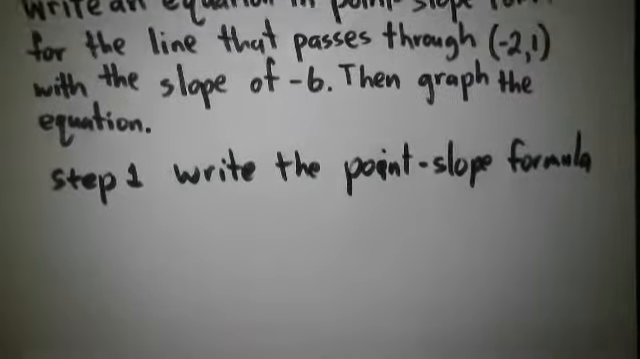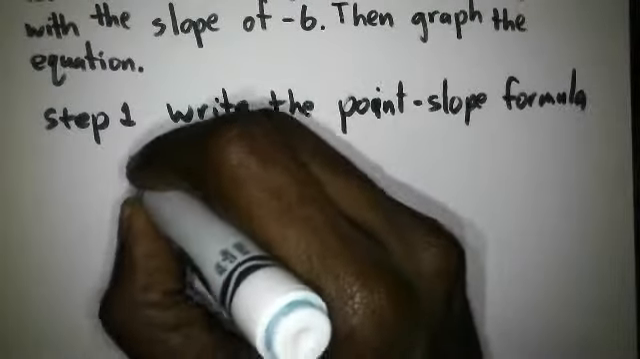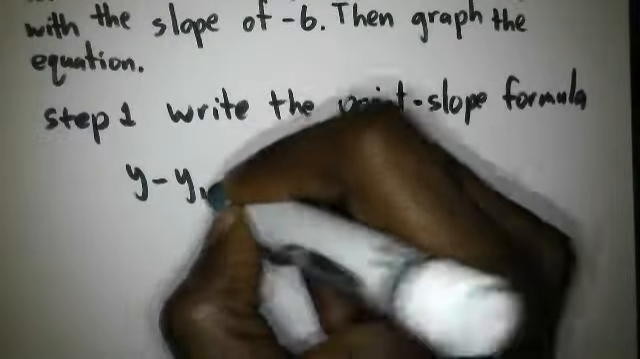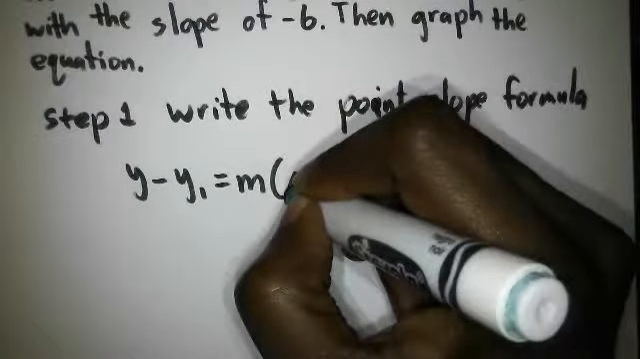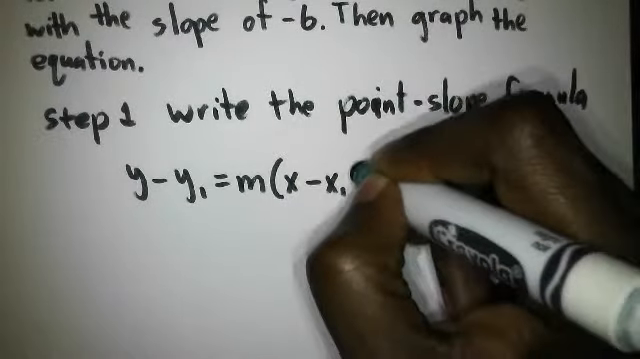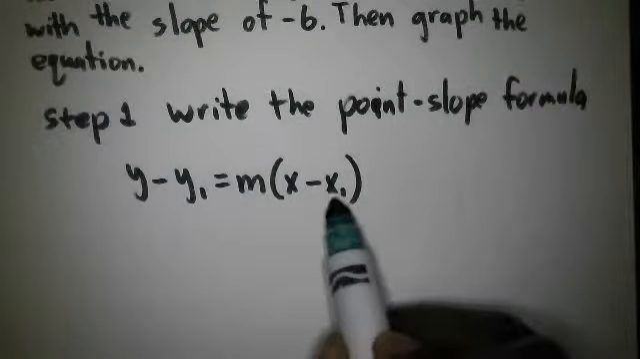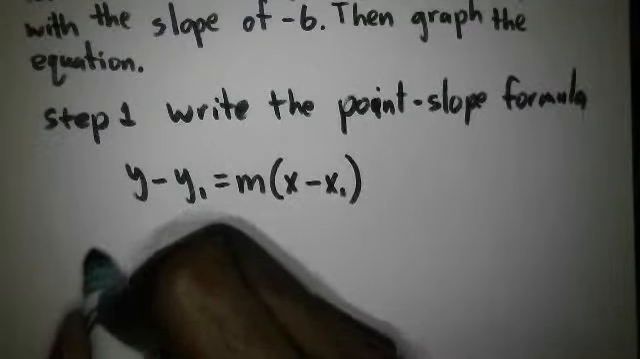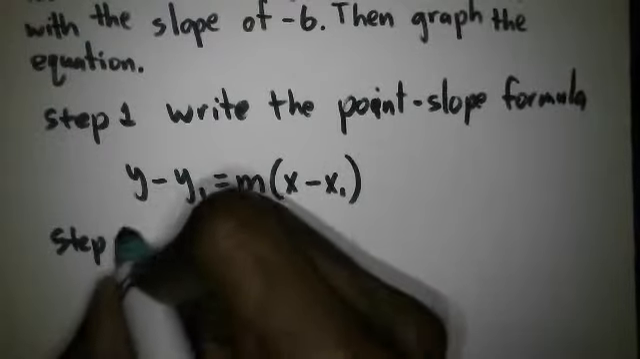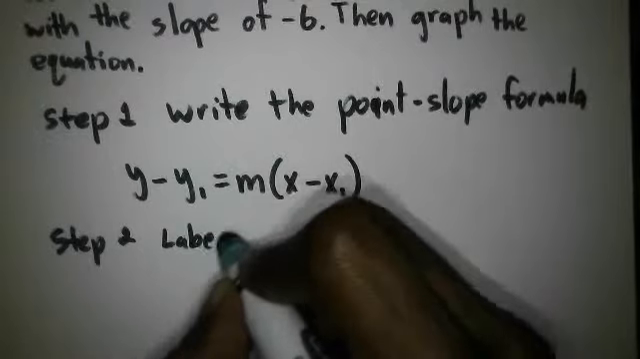So we're going to write the point-slope formula. Now remember, the point-slope formula, once again, is y minus y1 equals m times x minus x1. I want you to keep in mind the minus signs here, which is also what we call negative signs. Here's step number 2. We're going to label the information given.